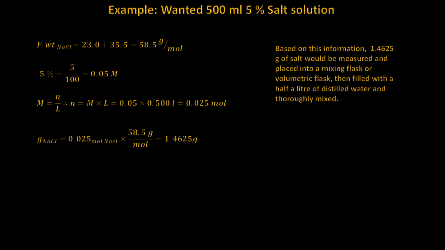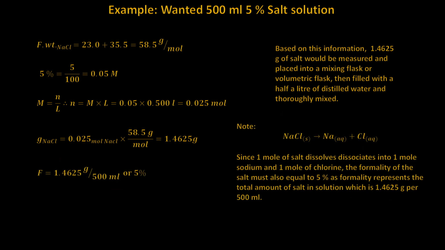Take note that 1 mole of sodium chloride is made up of 1 mole of sodium and 1 mole of chlorine, which dissociates as ions in water. Since formality represents the total amount of salt in the solution, the formality of the solution would also be 1.4625 F.